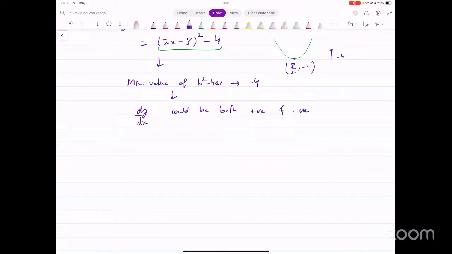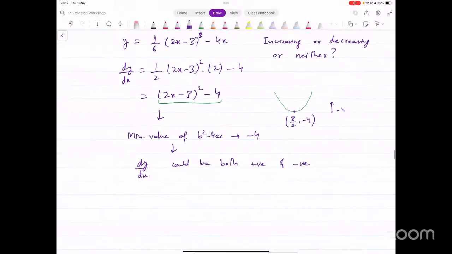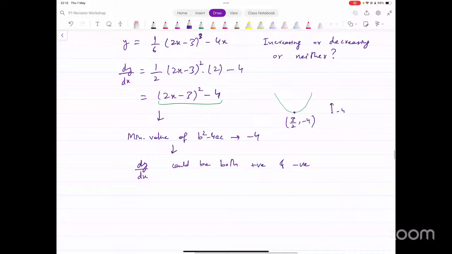And for some values of x, the derivative is positive. For other values of x, the derivative is negative. So what do we say then? The function f of x is neither increasing nor decreasing.